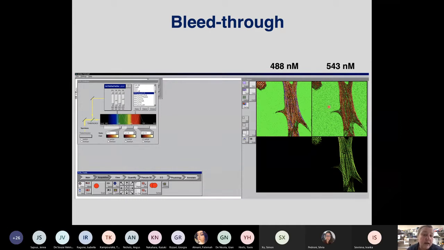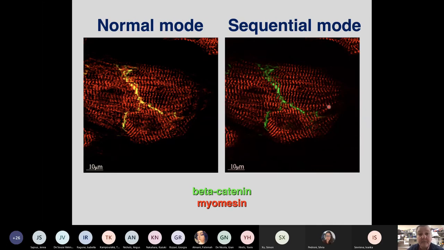And this is a real problem with confocal microscopes if you have a very, very intense green signal. And this is why the majority of confocal microscopists will recommend that you scan your sample sequentially, so that you don't scan the green and the red at the same time.